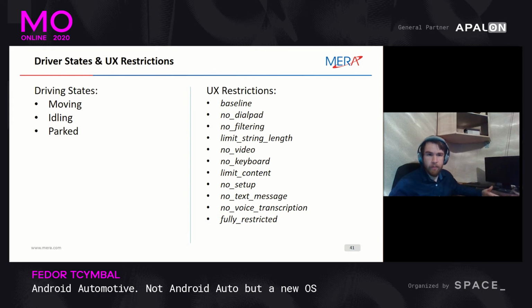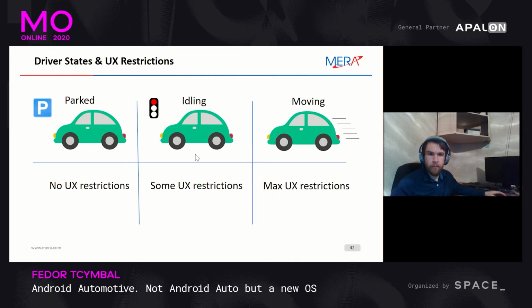And based on these states, there are multiple restrictions. I have a list of these restrictions on the screen. Things like no video or no text message. But maybe this describes the logic a little better. Basically, if you're in park mode, you're supposed to have no restrictions. So all the applications can run, all the activities can run. In idling mode, you get some restrictions, and in moving, you get maximum restrictions. So basically, your app is supposed to not distract the driver at all. It needs to take as little attention as possible.